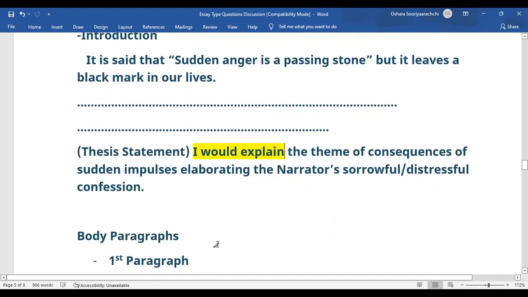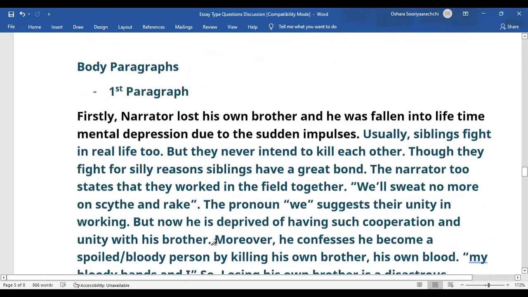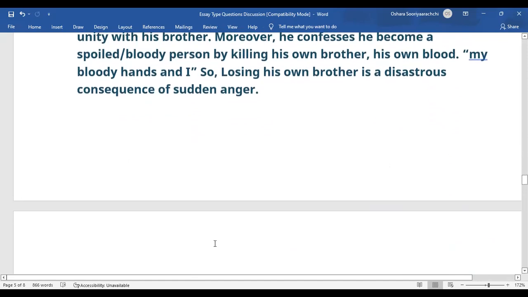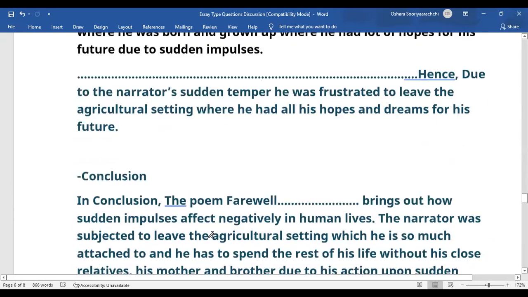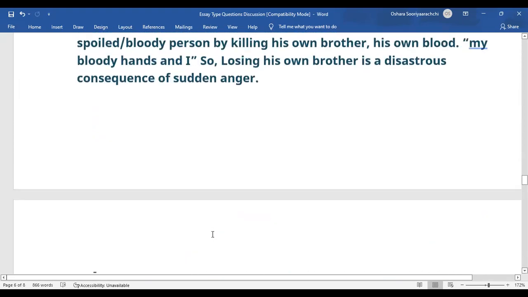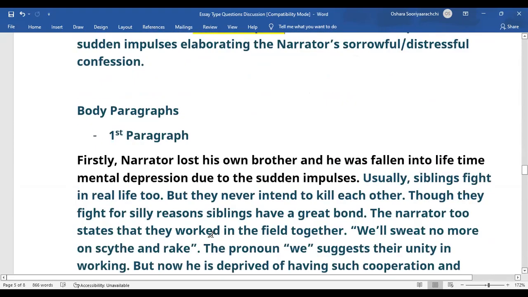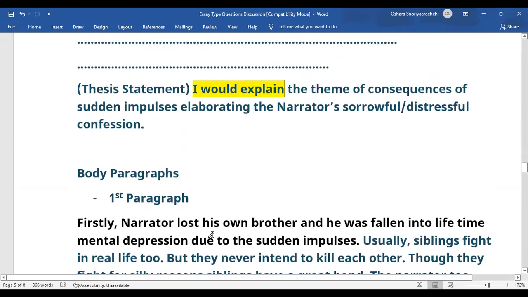Right. So let's go to the body paragraphs. There should be at least 2 body paragraphs. That means 2 points that you're going to discuss. If you can have 3 points, it would be better. So here I have just mentioned the body paragraphs of the answer: second paragraph, third paragraph, and the conclusion. So let's see what the body paragraphs contain.